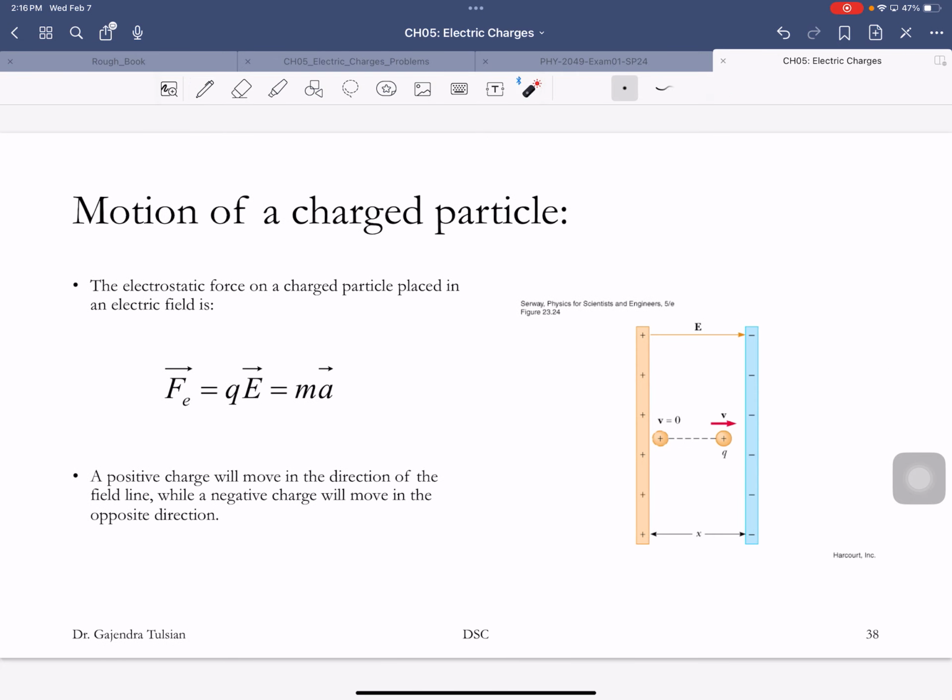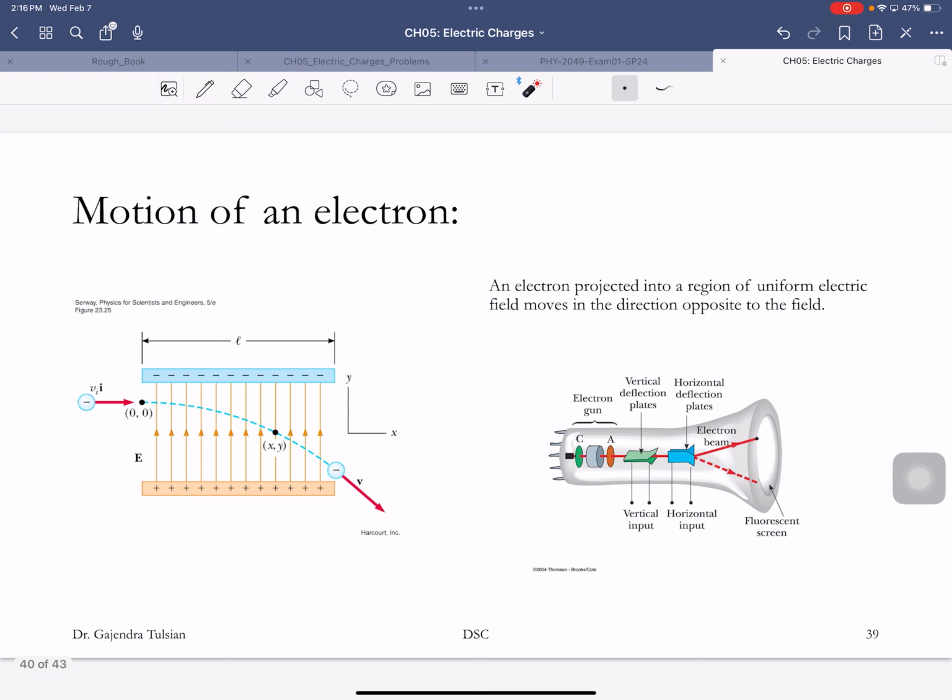All right, I'm going to quickly finish this. We'll learn about capacitors. Here's a charged capacitor, and it creates an electric field like that. If you put a positive charge there, it will move toward the negative plate. Here are those plates. If you shoot an electron between them, the electron will get attracted toward the positive plate, and it gets deflected like that.